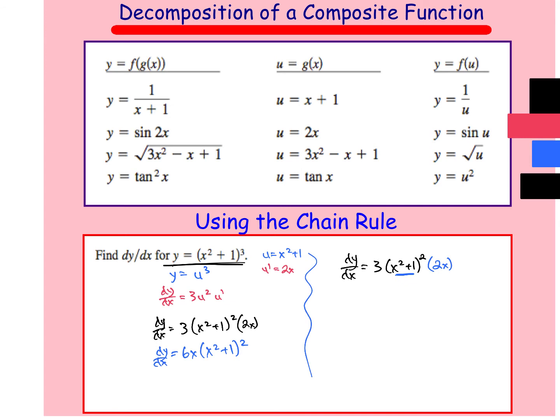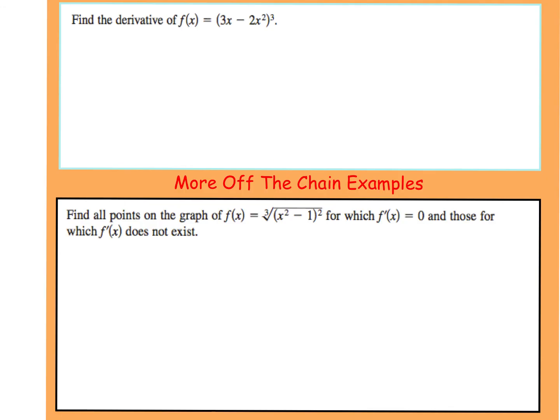It's still with it. So now, all I would do is simplify it up with the 3 and the 2x to give you what? 6x, and then I have (x squared plus 1) squared. And so there is my derivative. All right, pretty cool? All right, let's keep moving. So here we go.